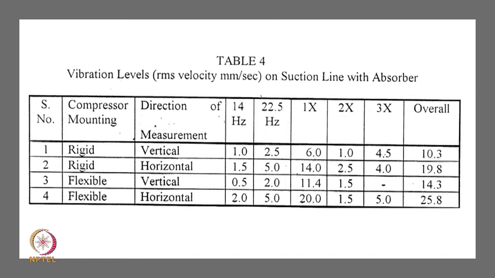So we have 4 cases: rigid mounting 1 and 2, flexible mounting 3 and 4, and then the displacement direction, vertical and horizontal. And what we find is that the displacement goes up to 6 millimeters per second at the first excitation frequency, and the overall displacement is 10.3 and the maximum of 25.8.